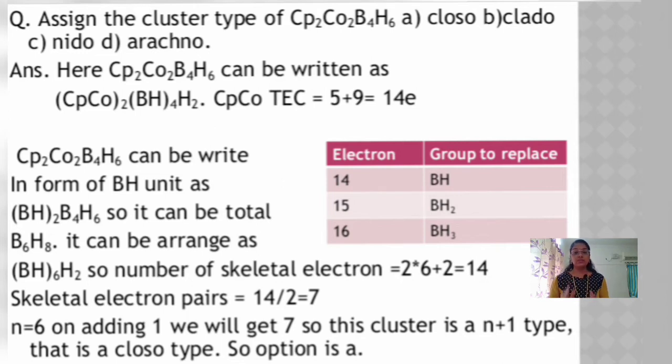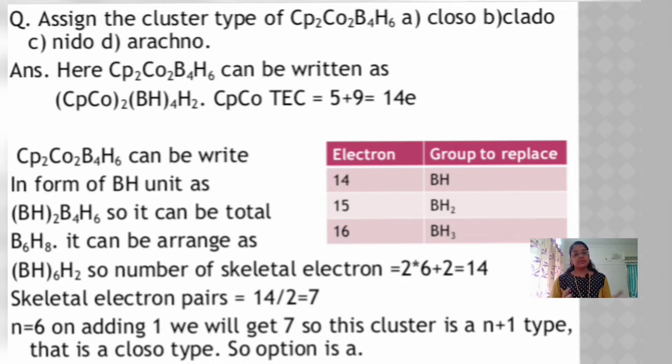So if it is 14 electrons, it means that we can arrange in terms of BH unit, that is, the group to be replaced is BH. So CpCo can be replaced as BH in terms of boron. Again, if we are getting the total electron count as 15 electrons, we can replace it by BH2. If it is 16 electrons, we can replace it by BH3.